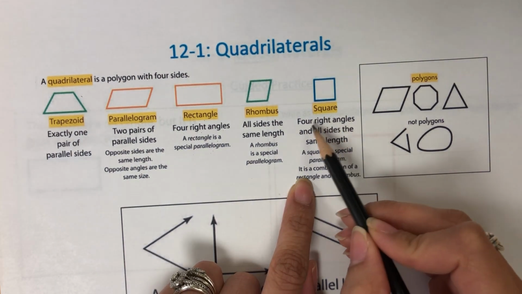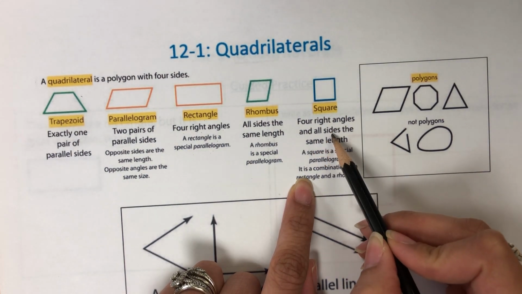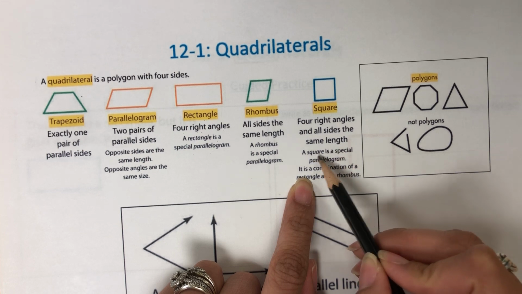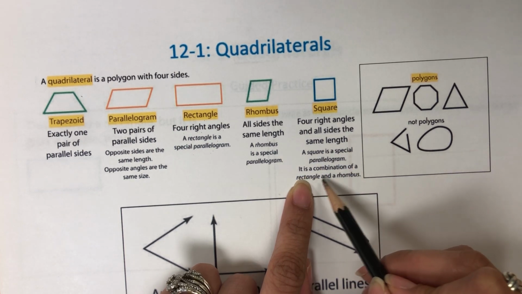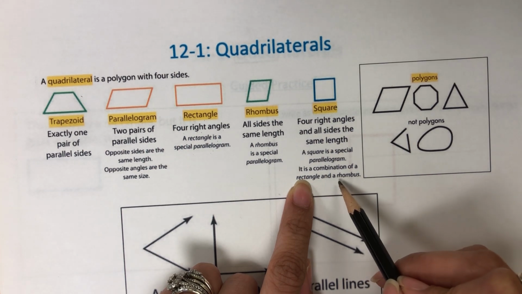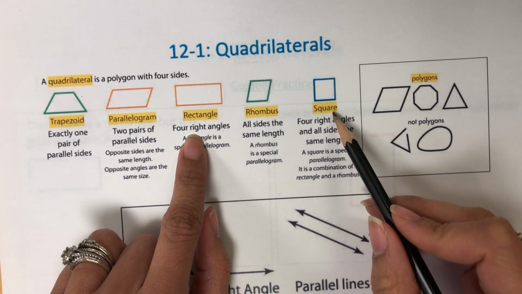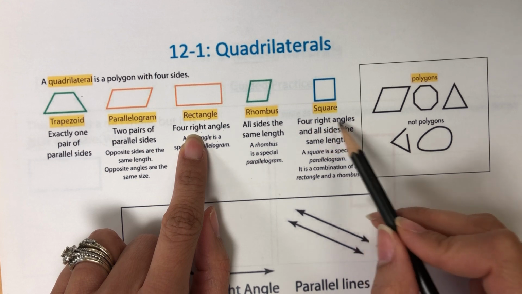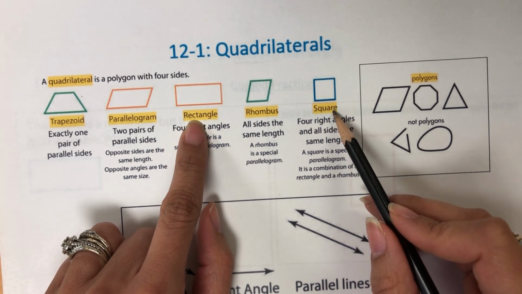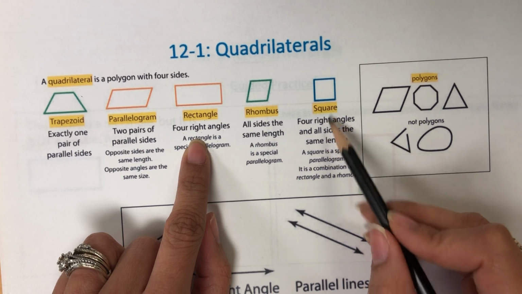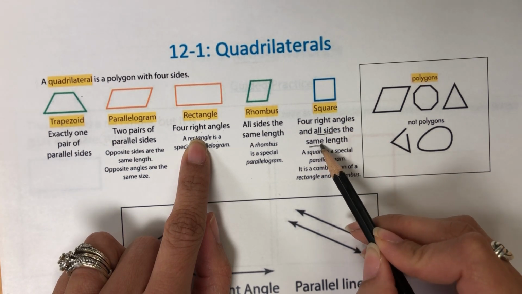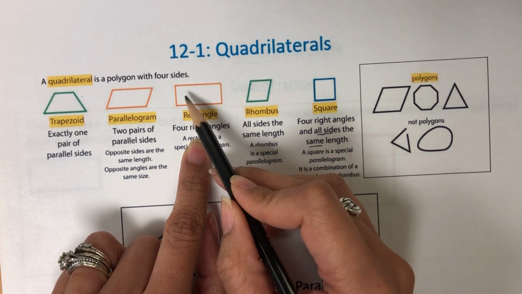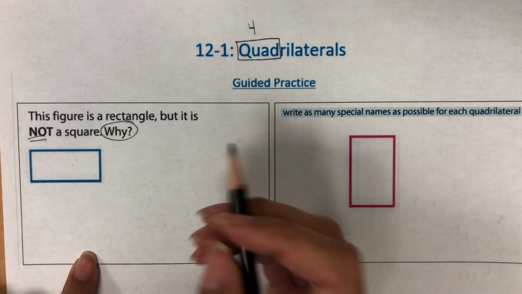A square has 4 right angles and all sides the same length. A square is a special parallelogram. It is a combination of a rectangle and a rhombus. Again, a rectangle and a square both have 4 right angles. But what's different about them is that in the definition for square, it says that all sides are the same. Not all sides are the same in a rectangle. So a rectangle is not a square.